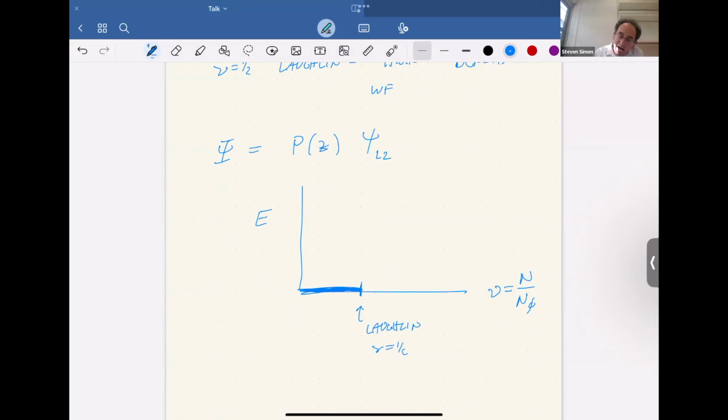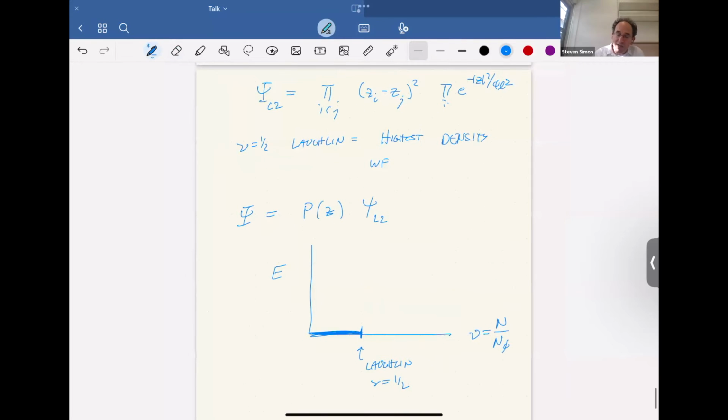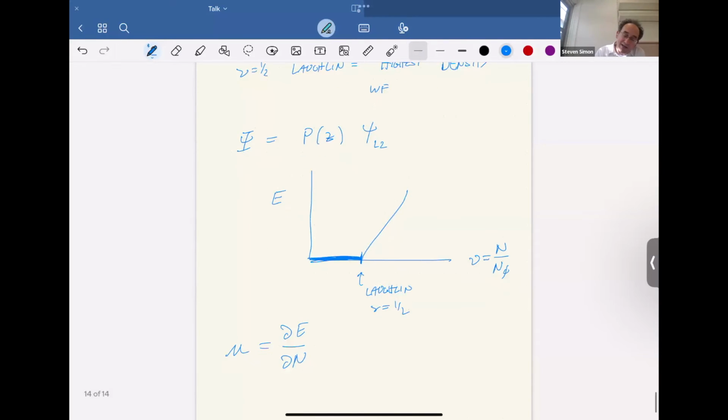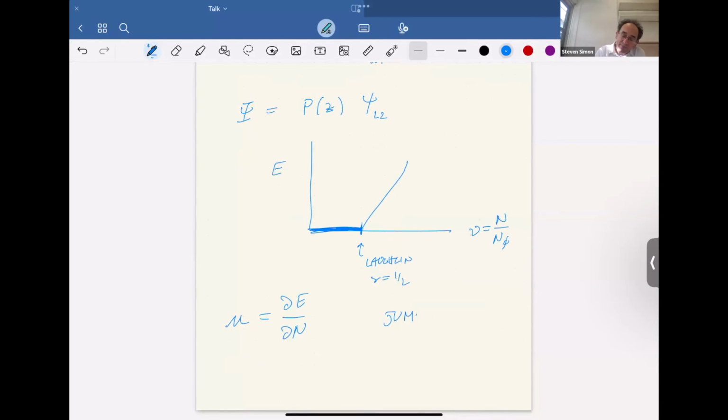And then for a higher density than Laughlin nu equals 1/2, it's not possible to write any wave function that zeroes the interaction anymore, and the energy goes up. So since the chemical potential is dE/dN, this thing then has jumps at nu equals 1/2, which is what we needed.